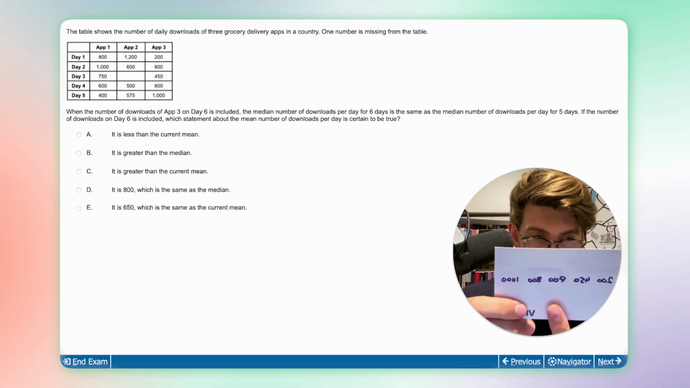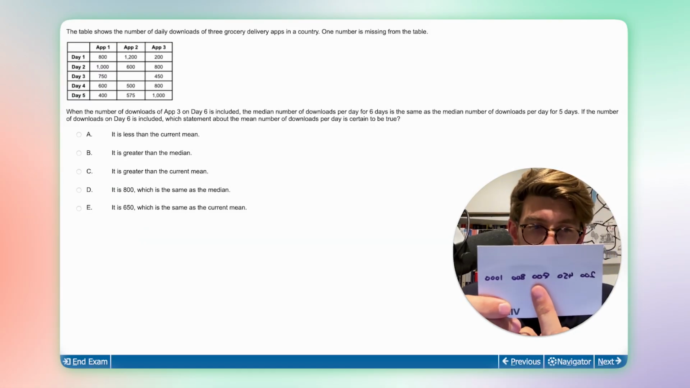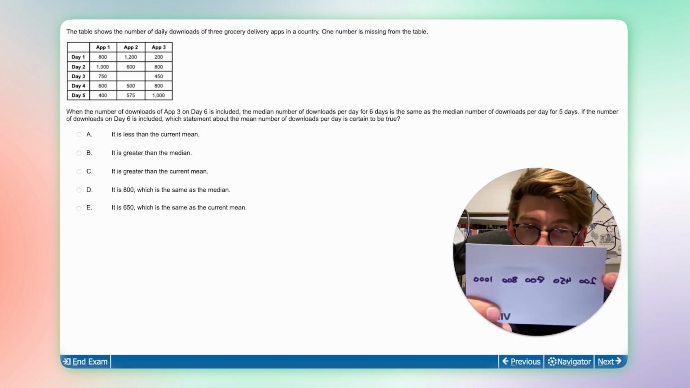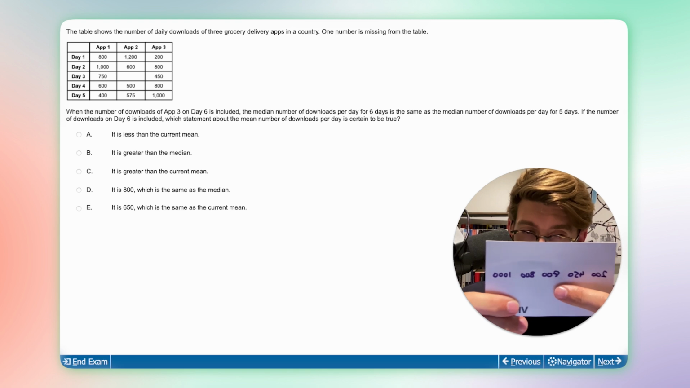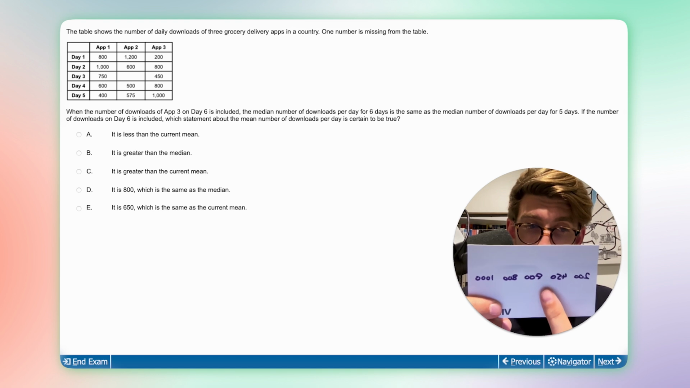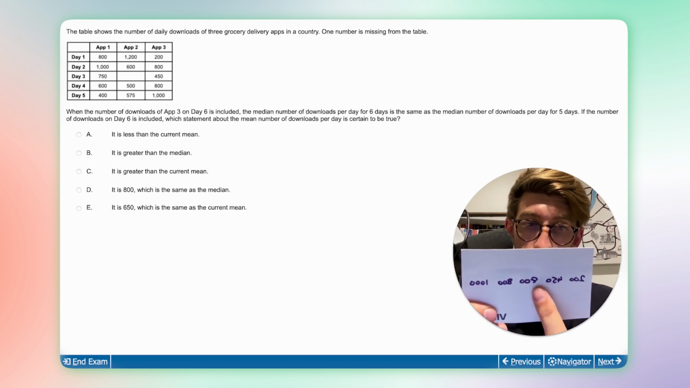So we've got 200, 450, 800, 800, 1000. In this, of course, the 800 is the middle. But if you were to add a number here that's lower, the median can't be 800, because when you have an even number of numbers, the median is the average of the two middle ones.